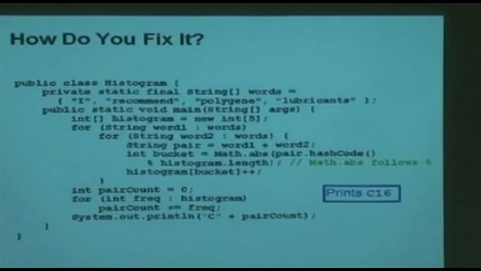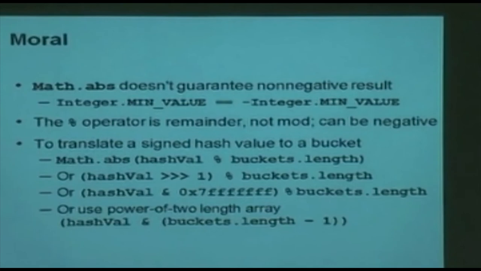The biggest takeaway is ints are not integers. They act funny when they get very big or very small. In particular, Math.abs does not guarantee a non-negative result. There is one value for which it does the wrong thing, and that is Integer.MIN_VALUE. Also, remember that the mod operator in Java is not a true mod operator. It doesn't return something between 0 and modulus minus 1. It returns something of that magnitude, but with the sign of its first operand. So it is a modulus, so to speak, but it's not the positive one. It's the one whose sign matches the first operand.